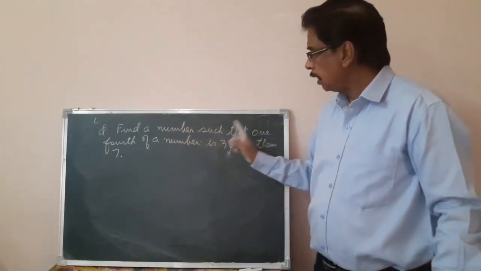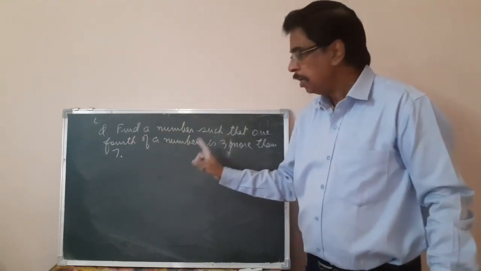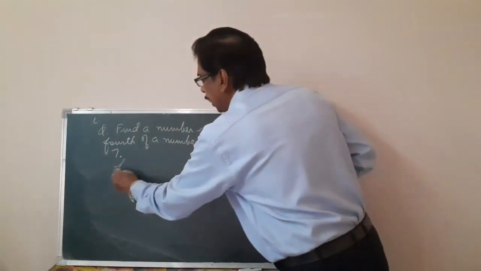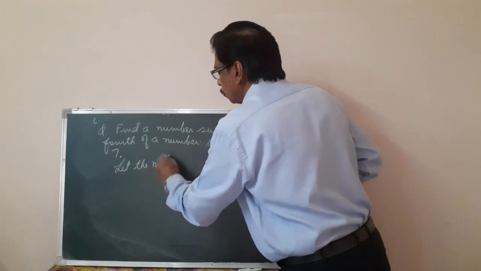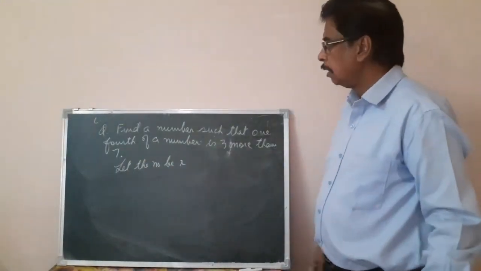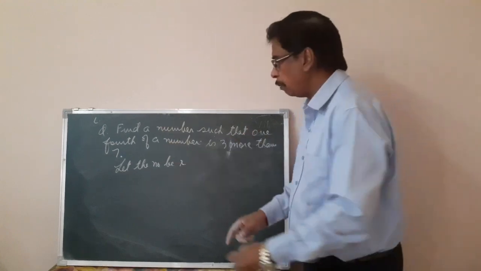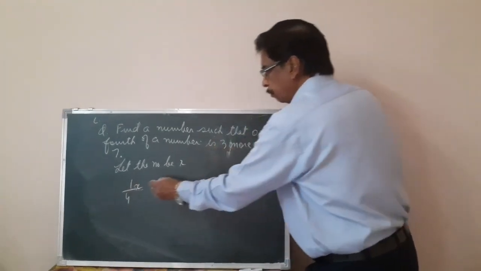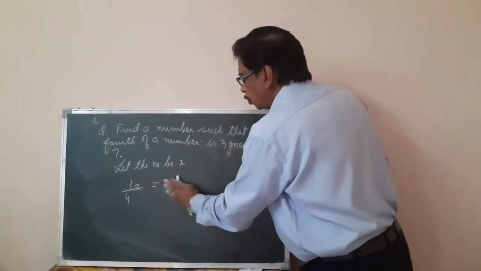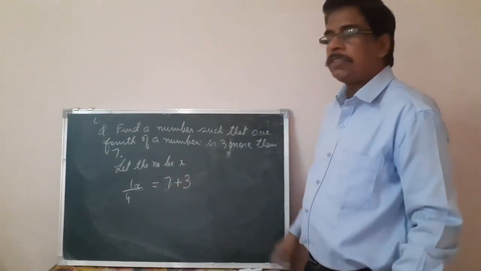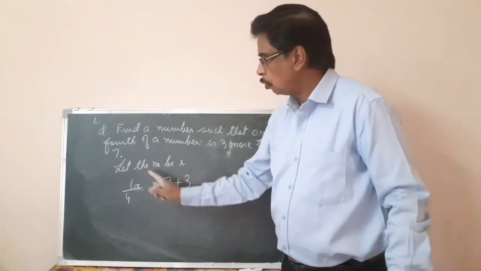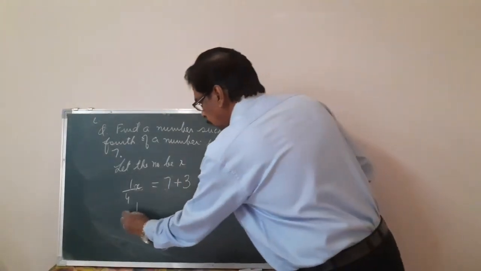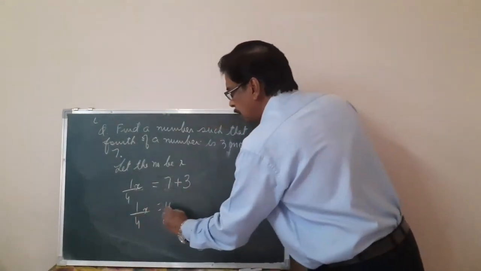Find a number such that 1/4 of a number is 3 more than 7. Let us suppose the number is x. Let the number be x. 1/4 of a number, so 1 upon 4x, is 3 more than 7. So it is 7 plus 3. So 1 upon 4x is equal to 7 plus 3, which is 10.